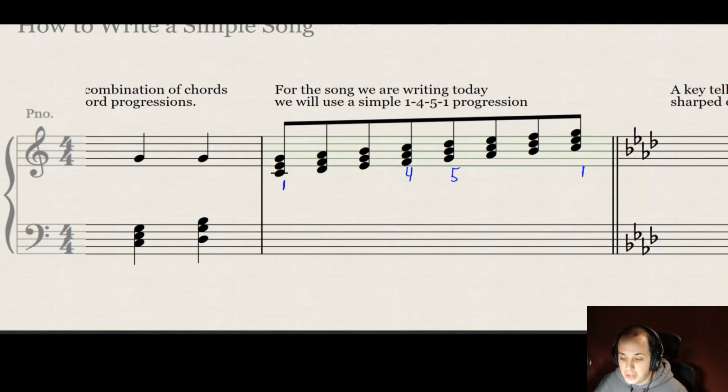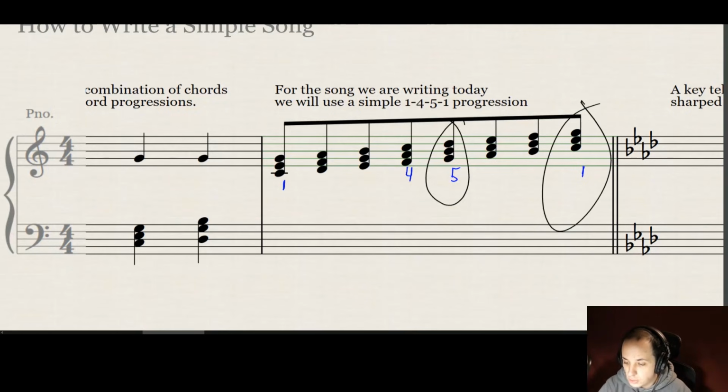So the 1, 4, 5, 1 progression is 1, and then you go up to the fourth chord, which is F in this case. You got 5, which is G in this case, and then back to 1 there. So you got 1, 4, 5, and 1.